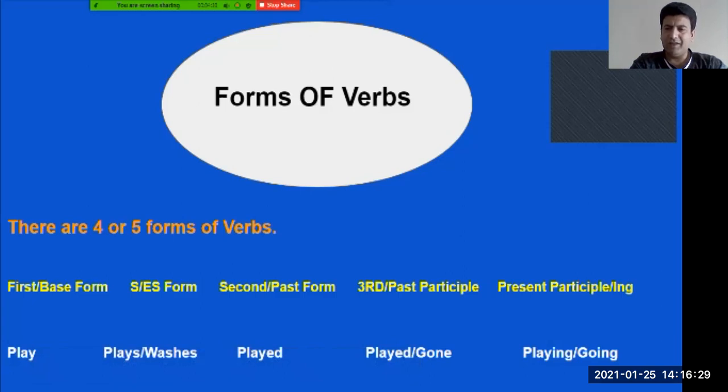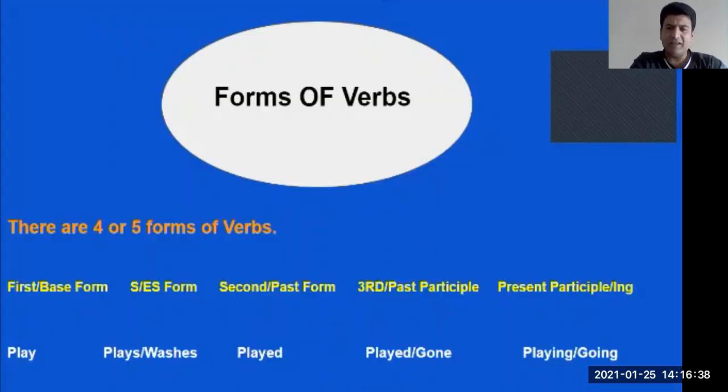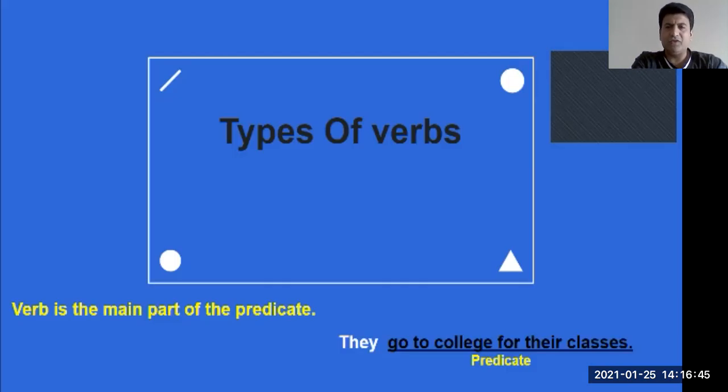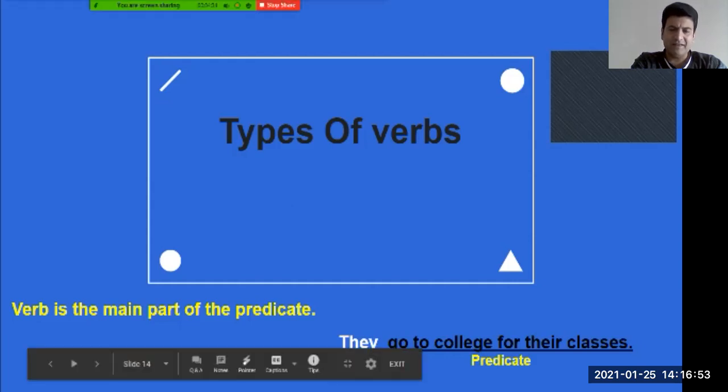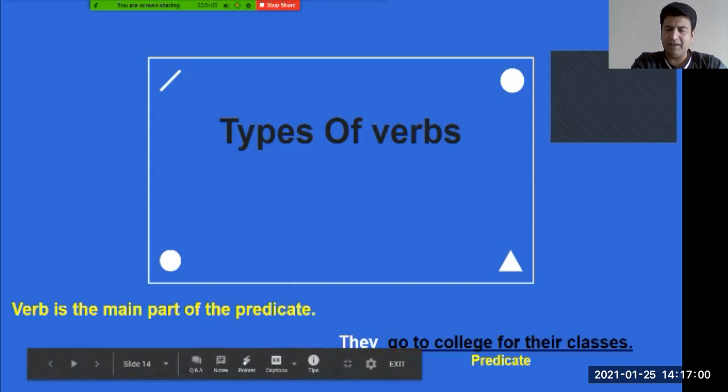And these we use in different tenses and in different locations. So these are the five forms, and we are going to the next slide to talk about the types of verbs. But before this, I would like to bring your kind notice towards this sentence that says verb is the main part of the predicate. Now we need to know what is the predicate.